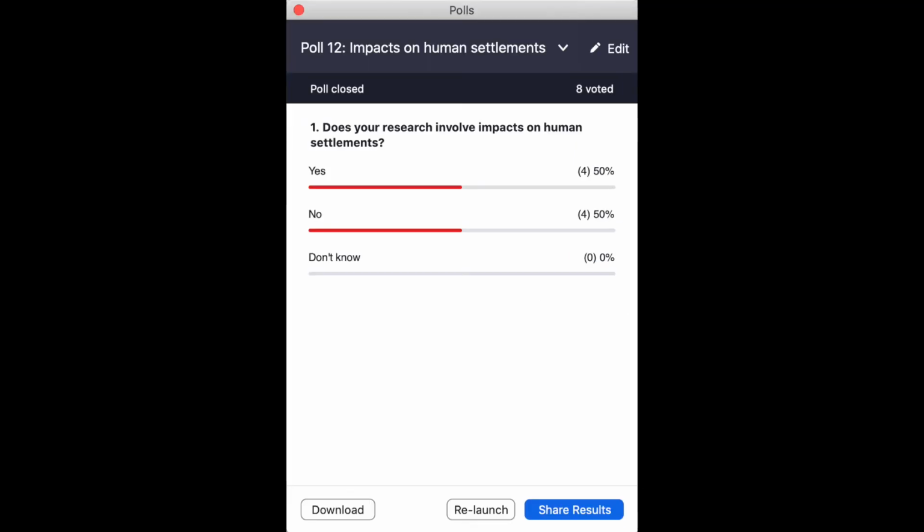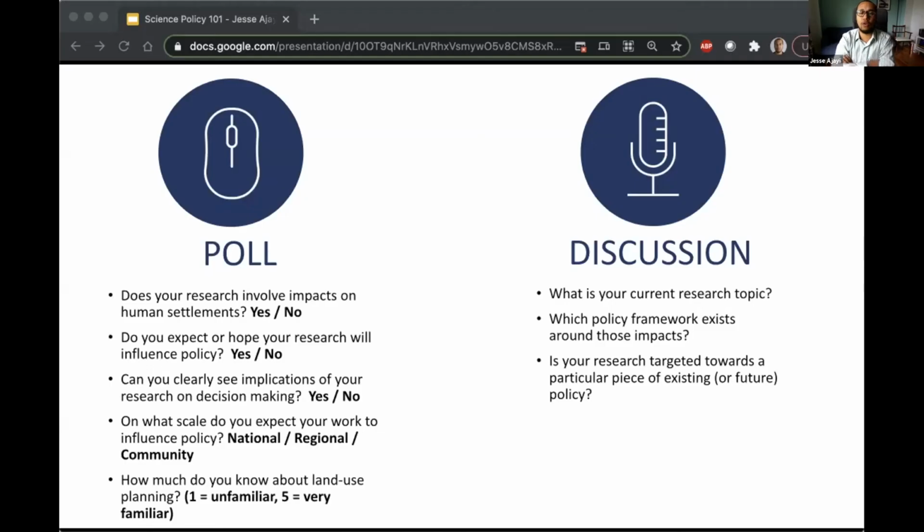The results of the first poll are up right now, with half the folks responding saying that they do impact human settlements. So that's great. That's what I'll be focusing on. I hope that this talk is useful for folks who are not necessarily doing work just in Nunavut or just in permafrost, or even work that impacts human settlements.